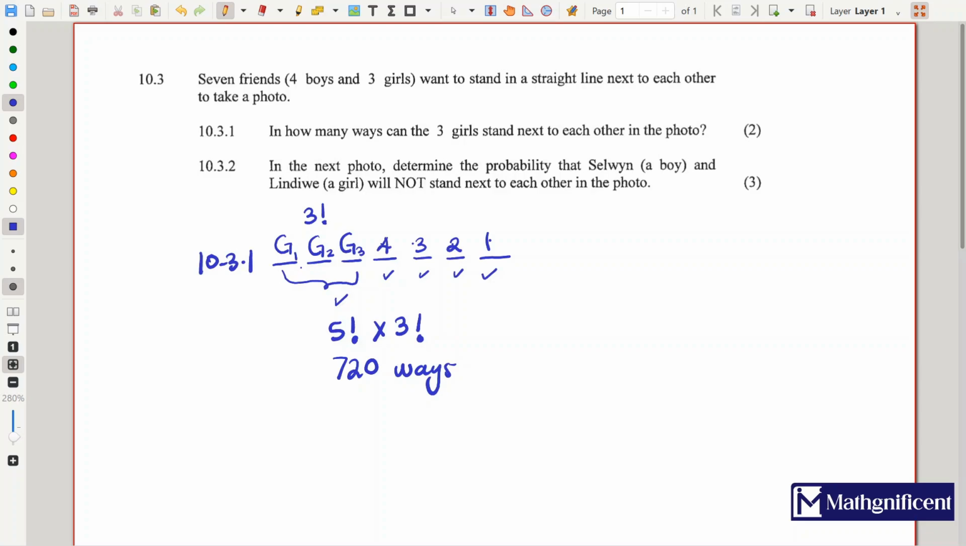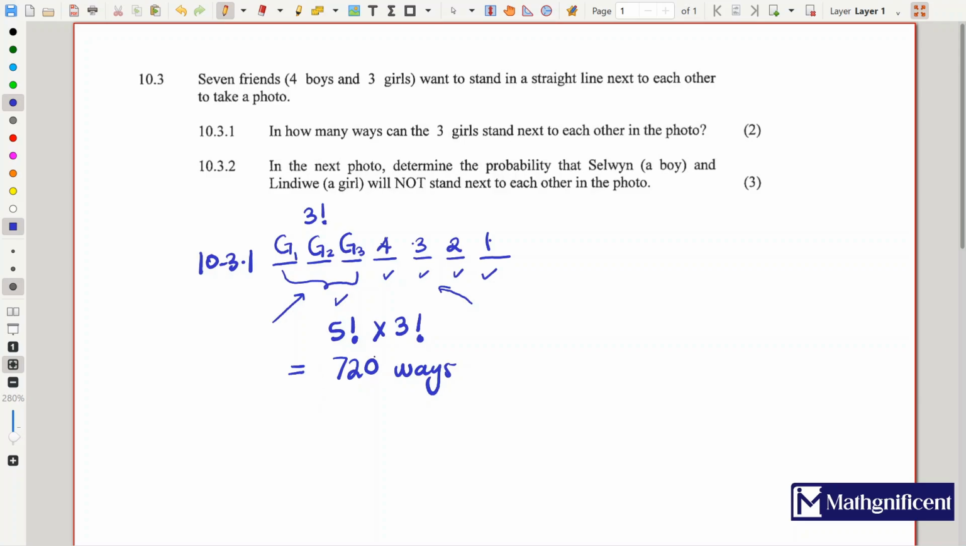We want to treat the girls as one item or as one group. If we treat these girls as one item, it means we are going to have 5 items in total. So we know that we can arrange those items in 5 factorial ways. But remember, in that other group or item of girls, they can be arranged in 3 factorial ways. Then we know that this can be arranged in n ways, and this can be arranged in m ways. So to get the total, we have to multiply, right?